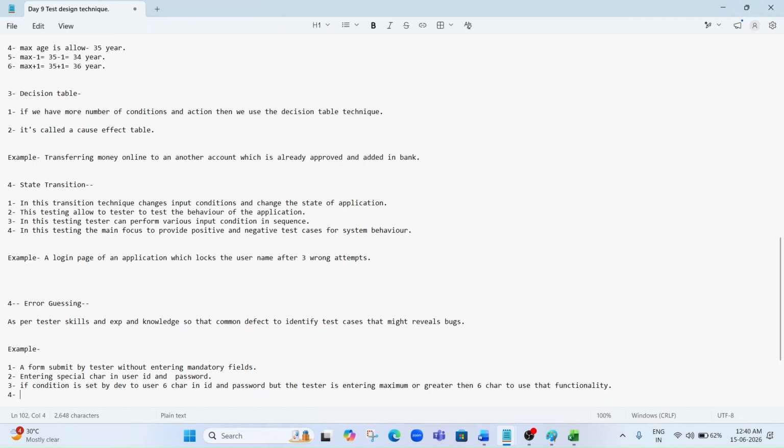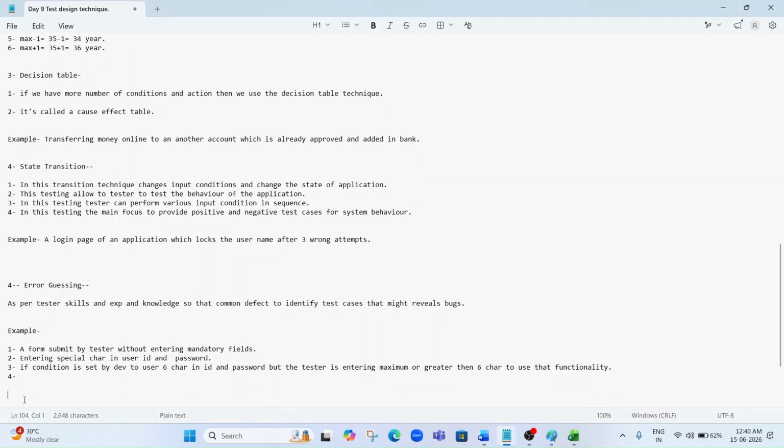Fourth one is submitting the same form multiple times. Means a form is submitted multiple times, the same form. So a tester is testing a form that they already submitted, but they try to submit it multiple times. Okay, the same form. So that scenario they will also test.